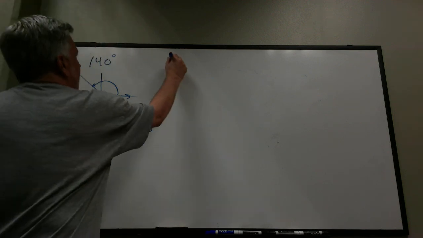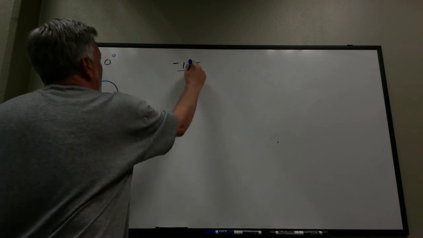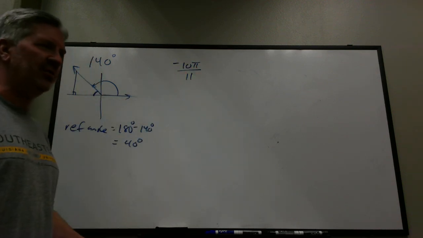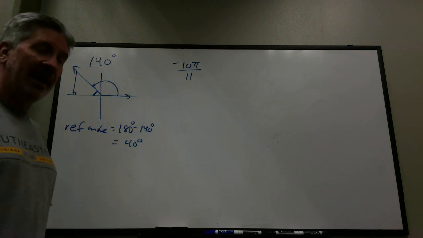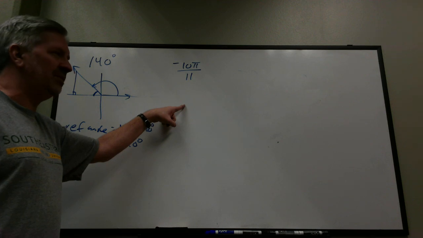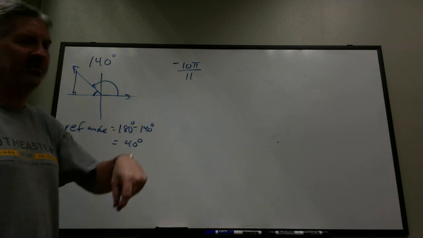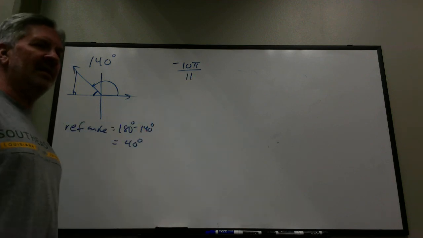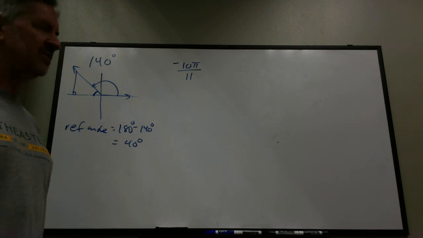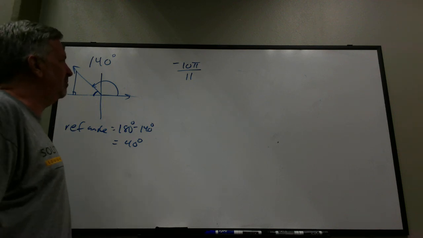B is negative 10 pi over 11. Now this is radians, and again, you don't have to convert to degrees. I would recommend you don't convert to degrees, because you're going to waste time converting to degrees, then doing the calculation, then having to convert back to radians. Everything in Calc 1 is done in radians, so you need to get used to using radians. So we're going to do this one in radians.